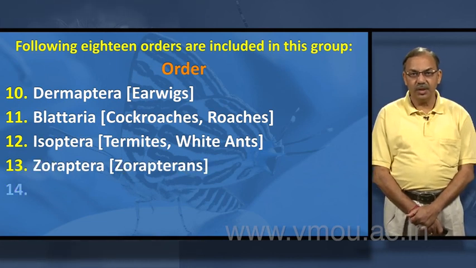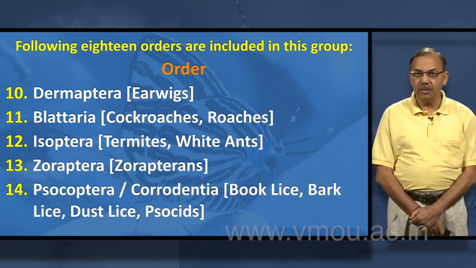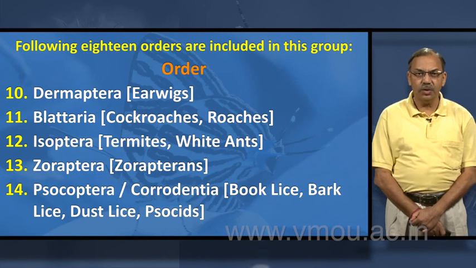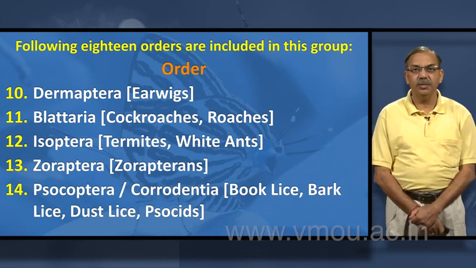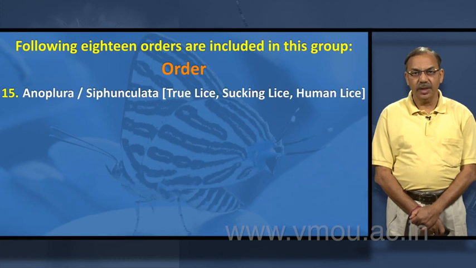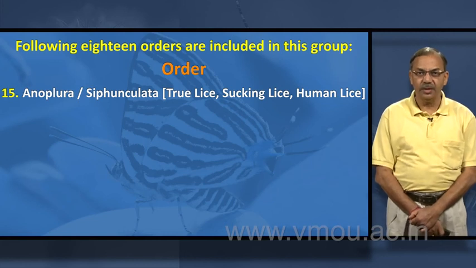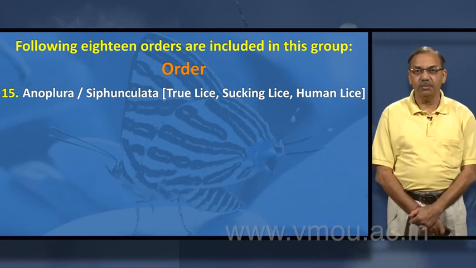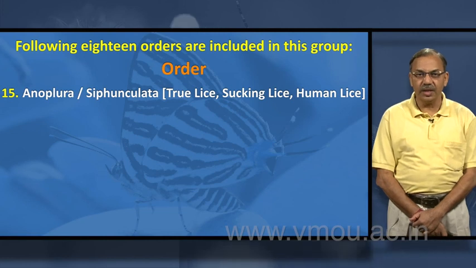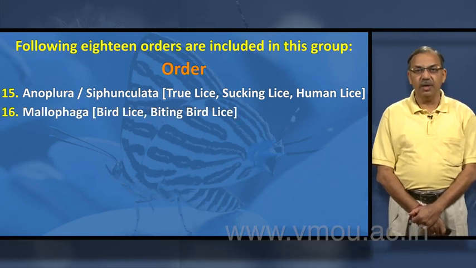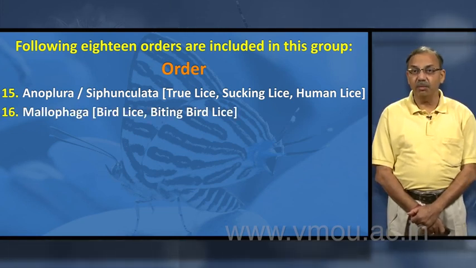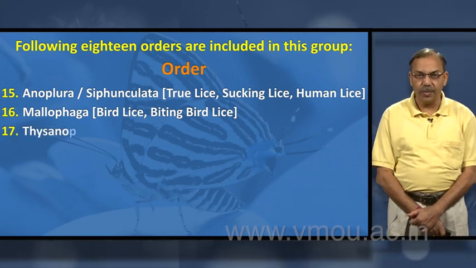Zoraptera, Zorapterans. Psocoptera, book louse, bark louse, dust louse or psocids. Their another name is Corrodentia. Then next is Anoplura or Siphunculata. They are true lice. Why true lice? Because जुएँ जो अपने सिर में होते हैं बालों में, वे ट्रू लाइस, सकिंग लाइस, ह्यूमन लाइस. मैलोफेगा, बर्ड लाइस, बाइटिंग बर्ड लाइस, ये चिड़ियों में होते हैं.